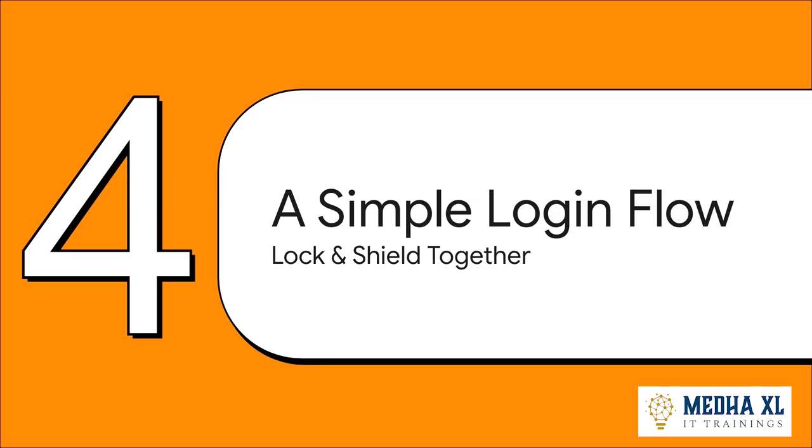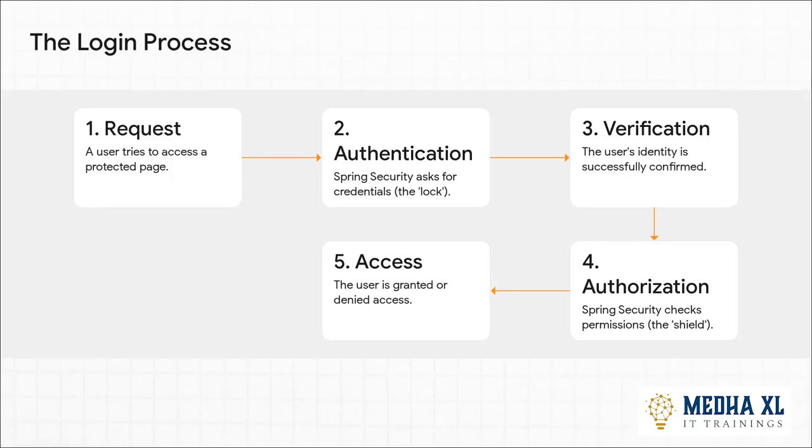Okay, so how do our lock and shield actually work together in a real-world scenario? Let's walk through a super common example that Spring Security handles all the time: a simple user login. Here's how it all comes together in practice. A user tries to get to a protected page, like their My Account page. Spring Security immediately intercepts that request and says, whoa, hold on, I need to see some ID. That's authentication, the lock. Once the user gives the right username and password, Spring Security then immediately checks their permissions. That's authorization, the shield.